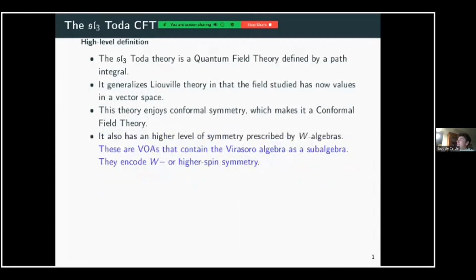But what's interesting with this SL3 Toda CFT is that in addition to this conformal symmetry, it actually has a higher level of symmetry, which is called the W or higher spin symmetry. And while conformal symmetry is encoded by this Virasoro algebra, this W symmetry is encoded by so-called W-algebras, which are rather complicated objects. They are no longer Lie algebras, but rather vertex operator algebras that contain the Virasoro algebra as a subalgebra.